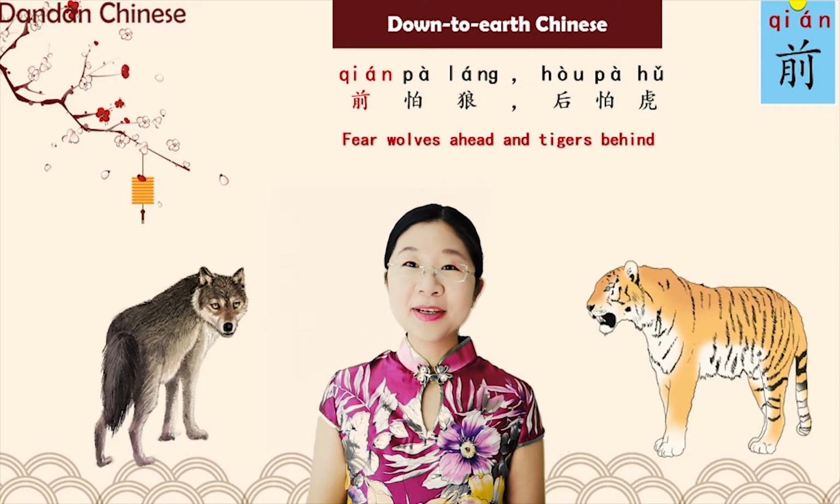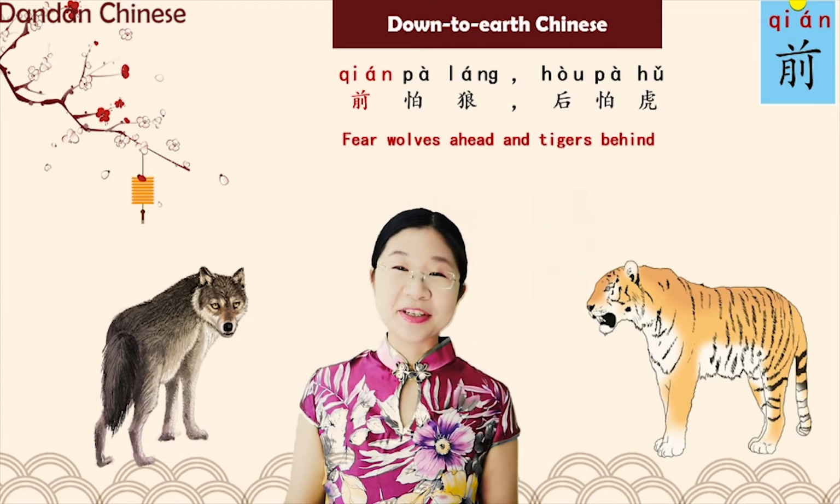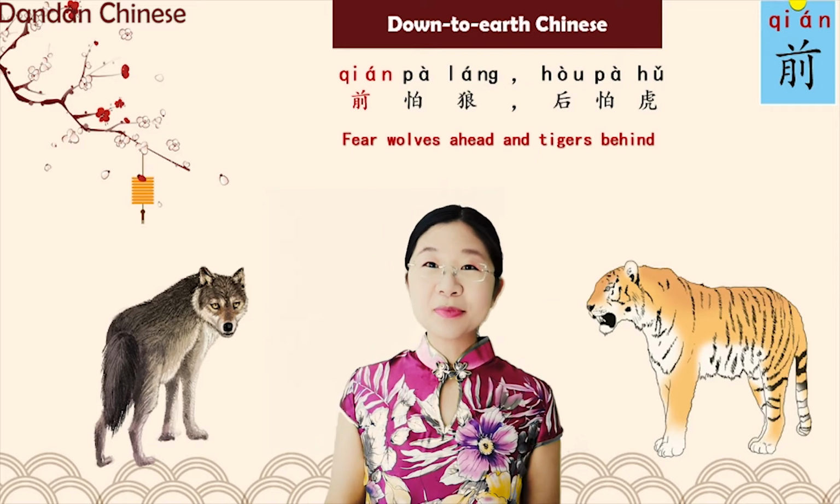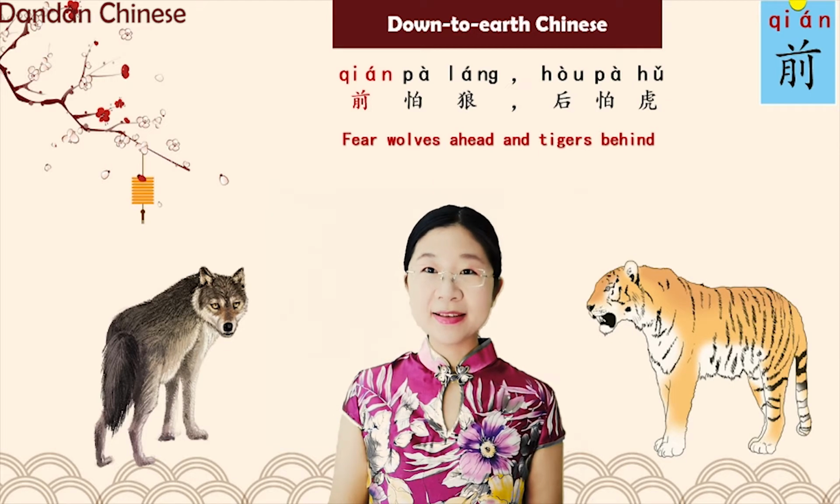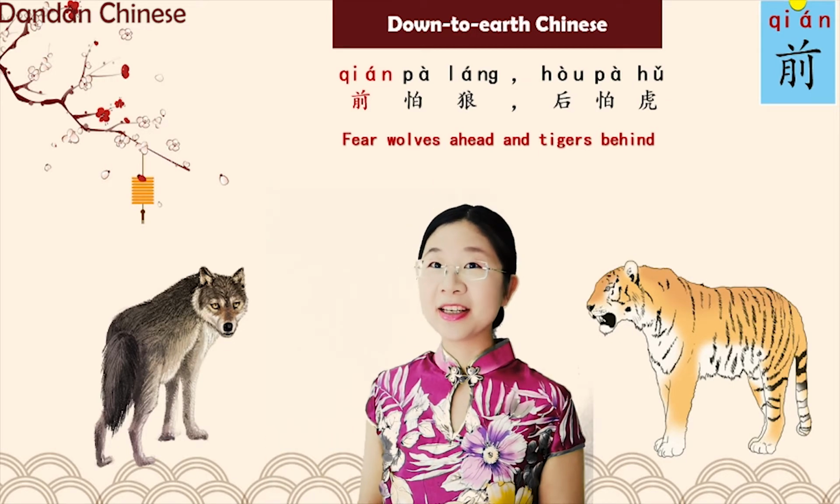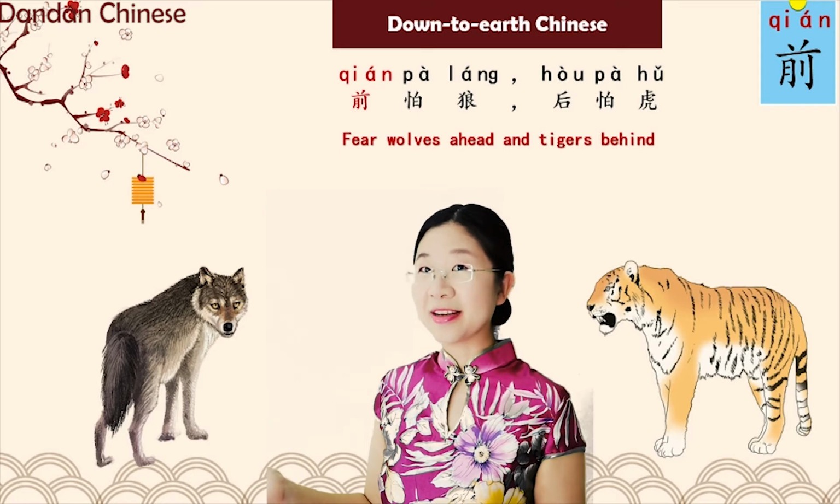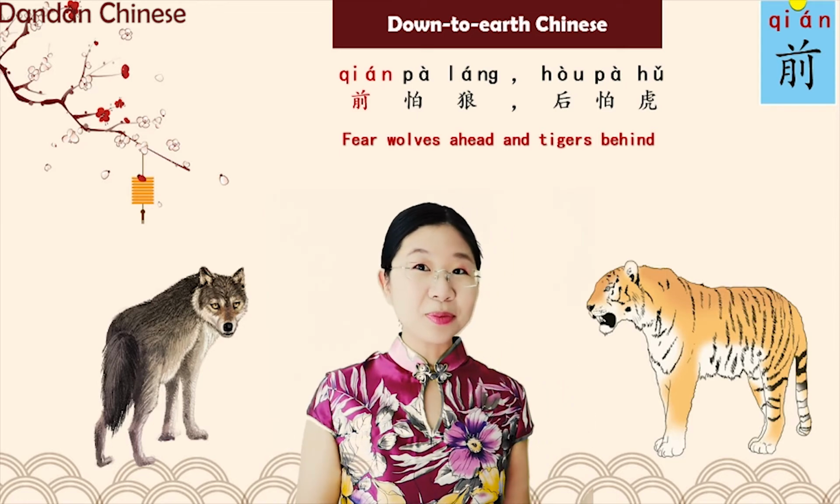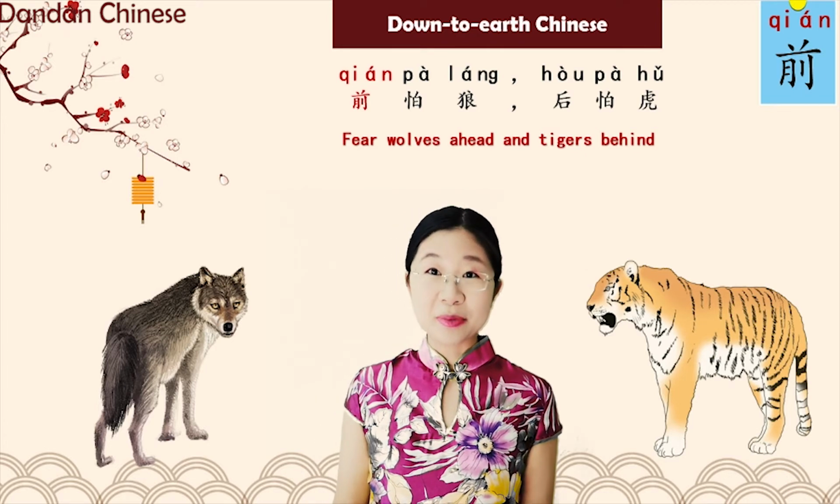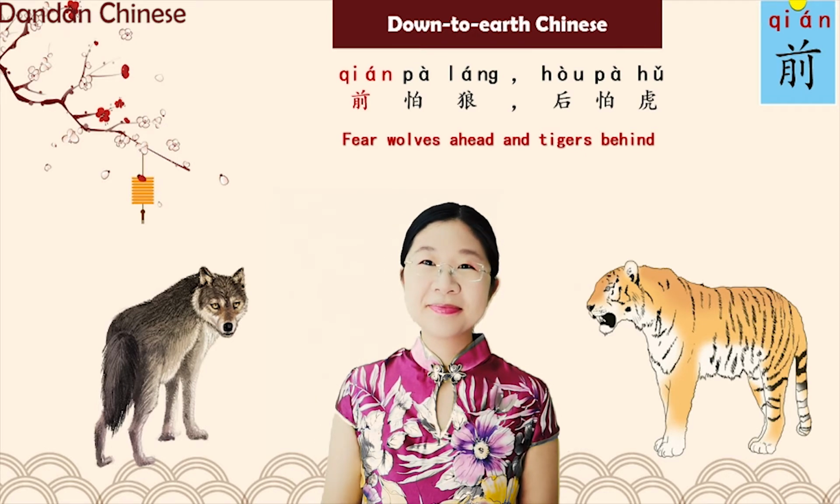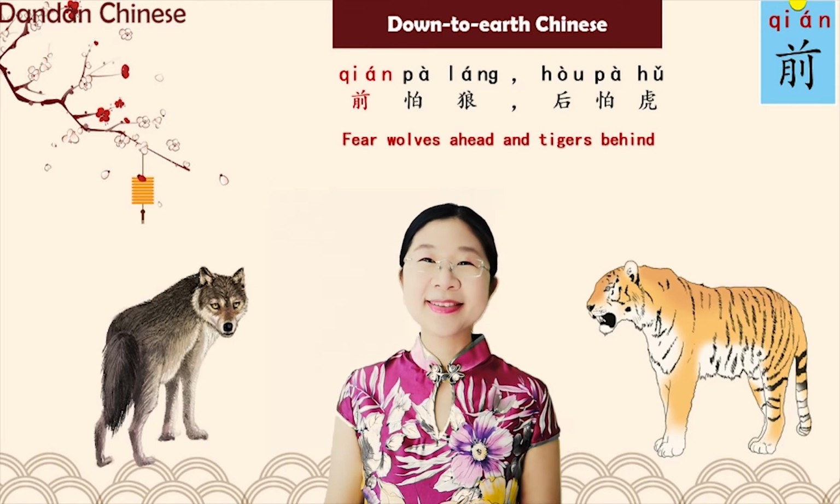So now it's like my current situation. Sometimes we need to make some decision, and we can't go this way because there is a wolf there. And we can't go that way either, because there's a tiger. So what can we do? So at this time, what are you gonna do? Can you tell me?